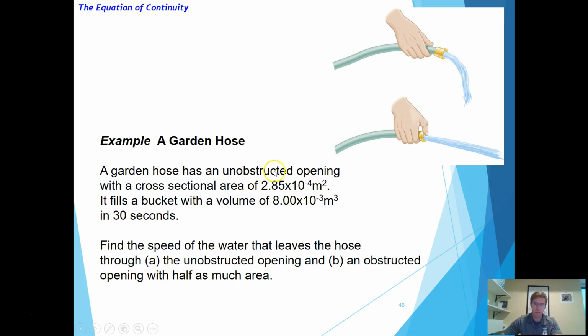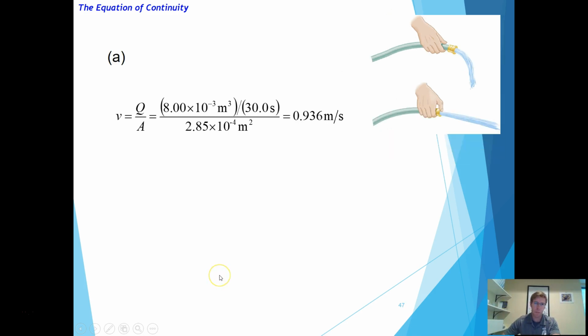First of all, I'll give you some information. Here's the cross-sectional area of the hose when it's unobstructed. The volume of the bucket you're filling up is 8 times 10 to the negative third cubic meters. And when it's unobstructed, you could fill it in 30 seconds. Okay? So I want you to tell me, first of all, what is the speed of the water leaving the hose when you don't obstruct it? And then if you were to obstruct it by covering it by half, how fast is the water going to be coming out? And then the last question is, is that going to make it fill up any faster?